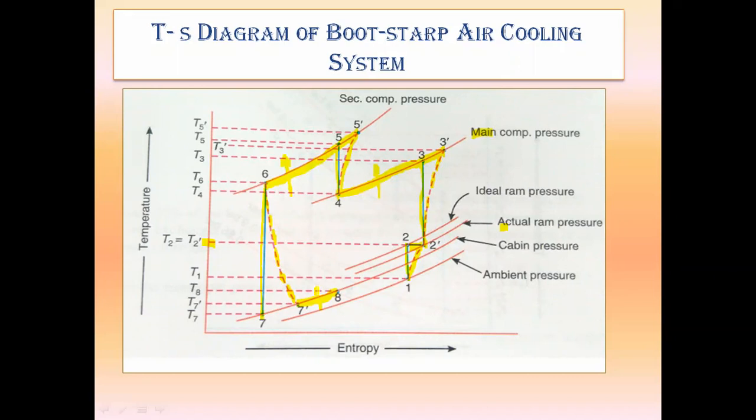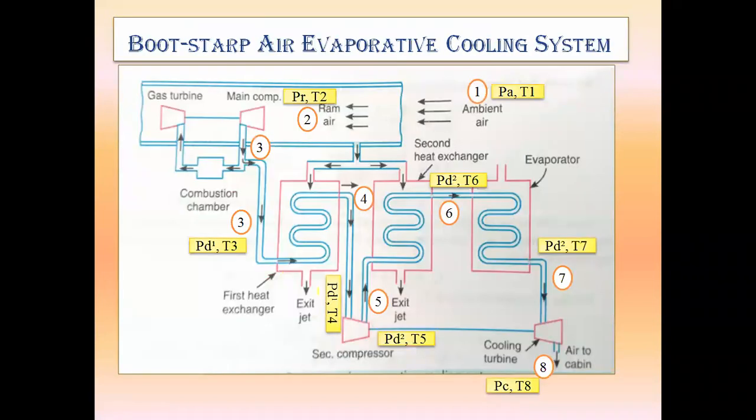Now next, the next system is called the bootstrap air evaporative cooling system. So like simple air cooling system and simple air evaporative cooling system, what was the difference between the two? Only an evaporator was added. Where was the evaporator added? The evaporator was added between the heat exchanger and the cooling turbine.